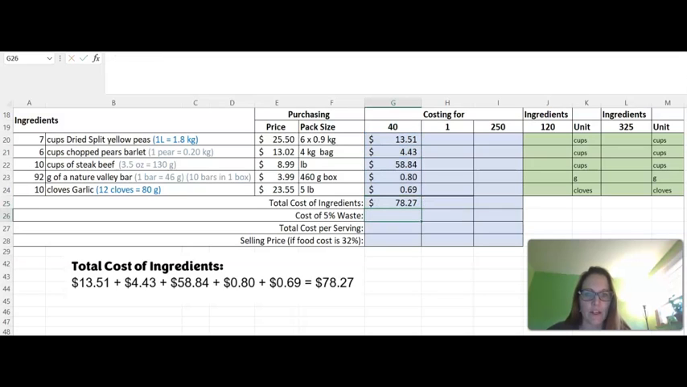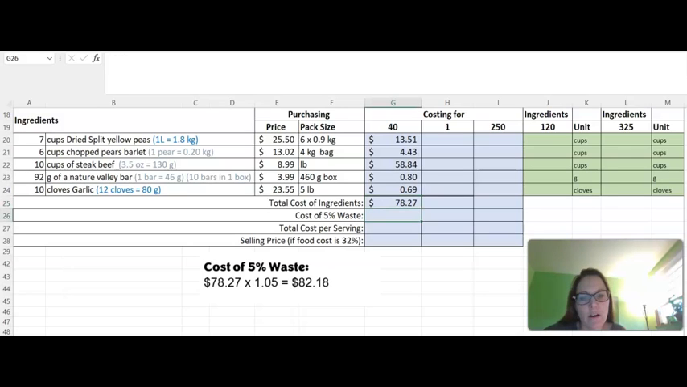And then we're going to press enter. And we see with our written calculations, we have $78.27, which is correct. For the cost of 5% waste, we're going to reference our written calculations here, which is $78.27, and we're going to multiply that by $1.05, and that's going to give us $82.18.